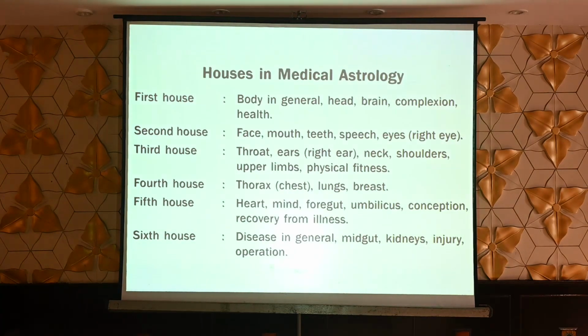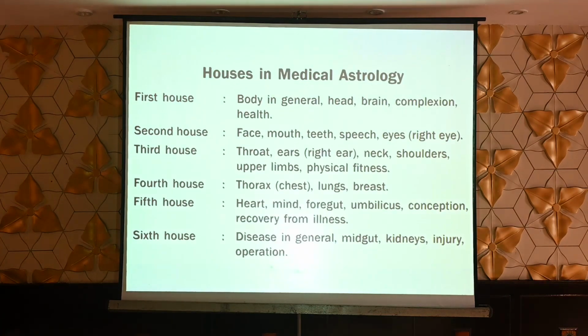from the first house. Second house is the next one: face, mouth, teeth, eyes, speech, that is the second house. Third is your neck, throat, shoulders, upper limbs, and also physical fitness. Fourth house is the thorax. We exclude the heart here, and then lungs and breast. Fifth house, heart. Fifth house is also thinking, mind, and foregut.